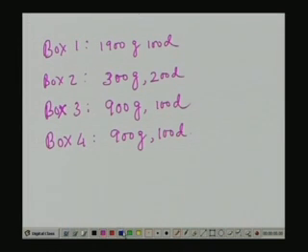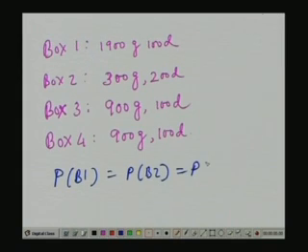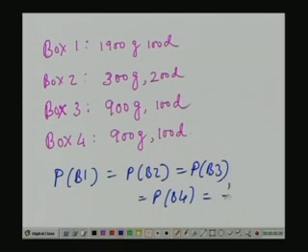That means P(B1) is the same as P(B2) is the same as P(B3) is the same as P(B4), equal to 1 by 4. They are uniform. This is a very safe assumption because there is no preference for a particular box.